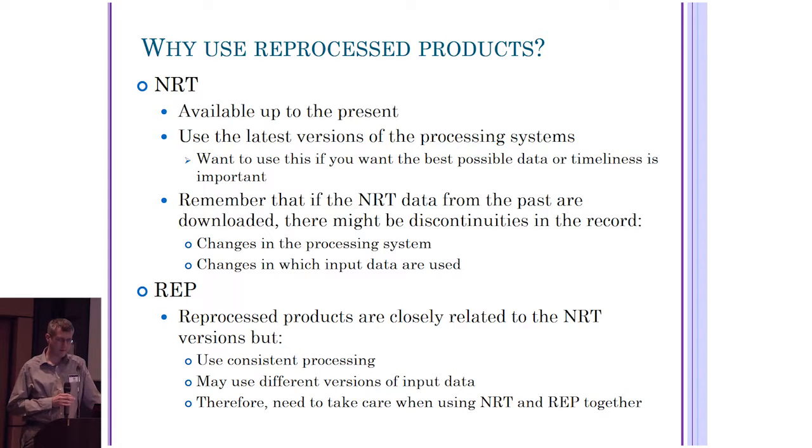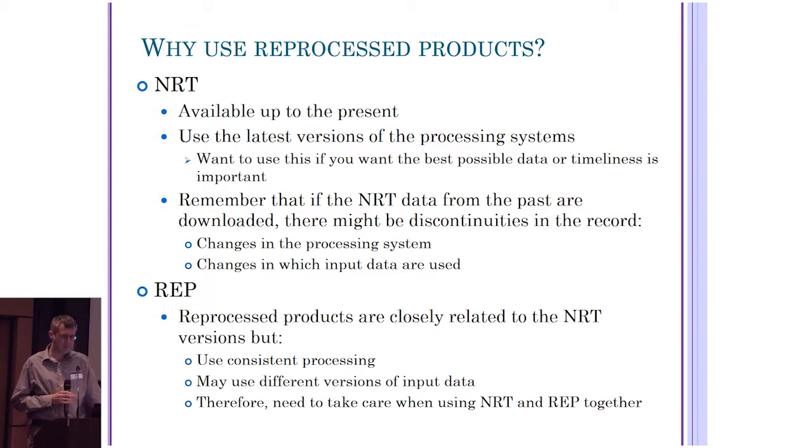Because the problem with this is there might have been changes in the processing system at various points as upgrades are made, and there might have been changes in the input data that are used. So there could be discontinuities in there. You can get over that mostly with the reprocessed products. They're closely related to their near real-time versions, but they use a consistent processing scheme. They may use different versions of the input data that are more consistent or better processed.